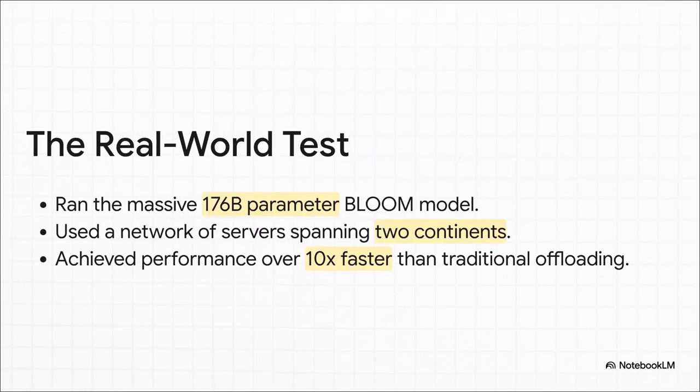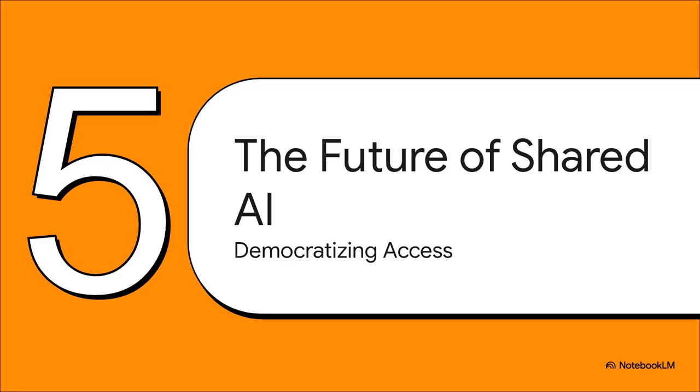And get this, this wasn't just some clean little simulation. They ran a real-world test with that enormous 176 billion parameter BLOOM model. They built a working network with servers stretching across 2 different continents, with all the internet lag and messiness you would expect. And the result? The system performed more than 10 times faster than the traditional ways of doing this. It actually works. The fact that this experiment was so successful is just incredibly exciting.